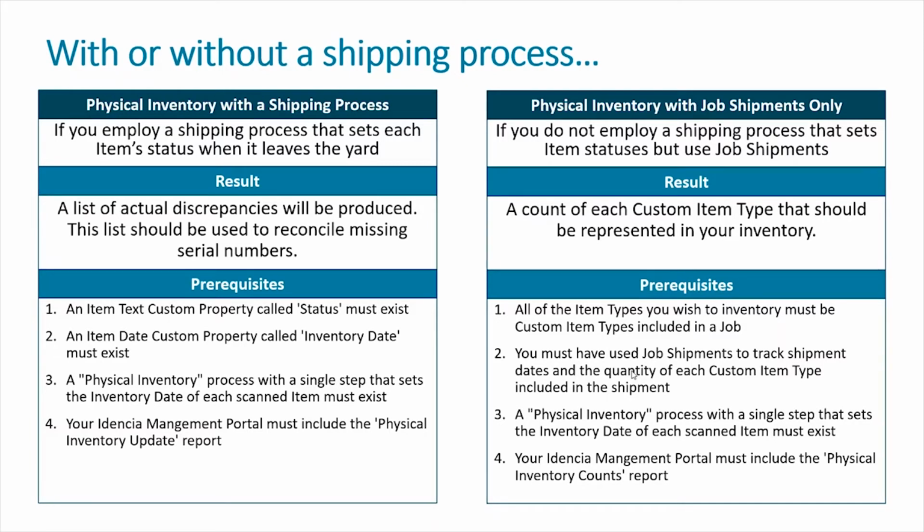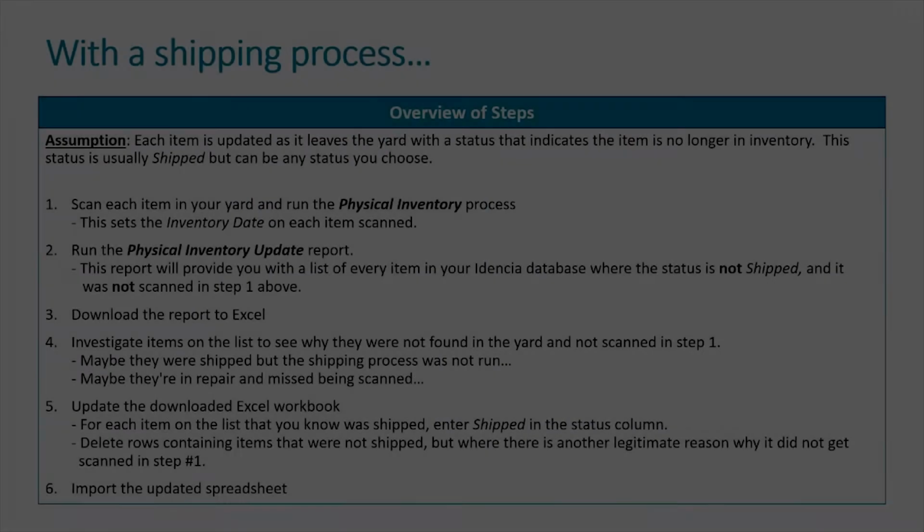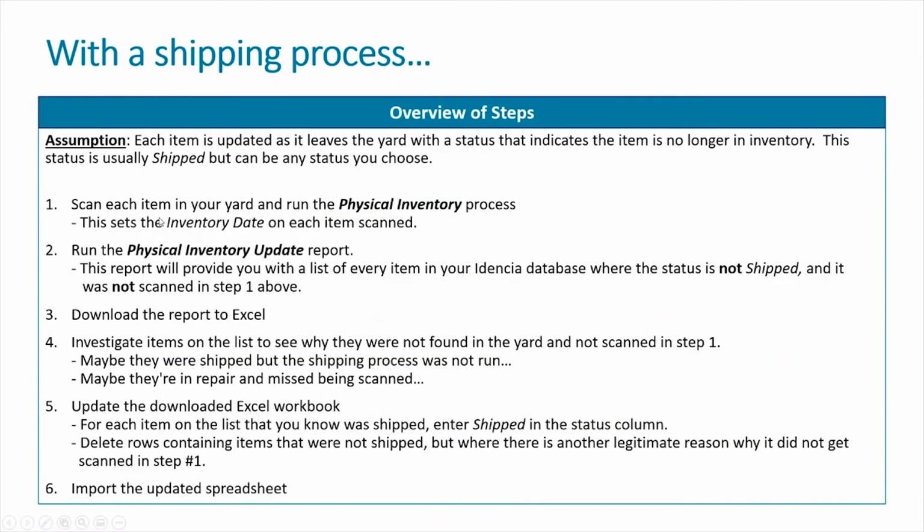Okay, so real quick, before we get into that actual Identicia system and walk through it, the overview of the steps. If you're using a shipping process where you set the status, you're going to scan each item in your yard and run the physical inventory process. That sets an inventory date on every item scanned.